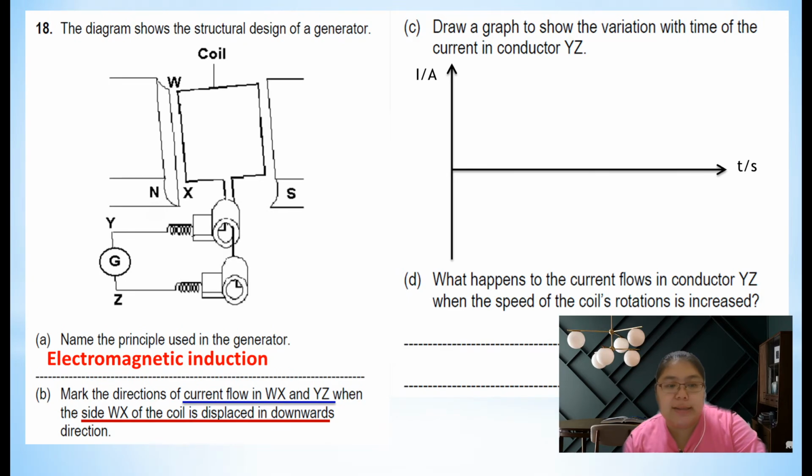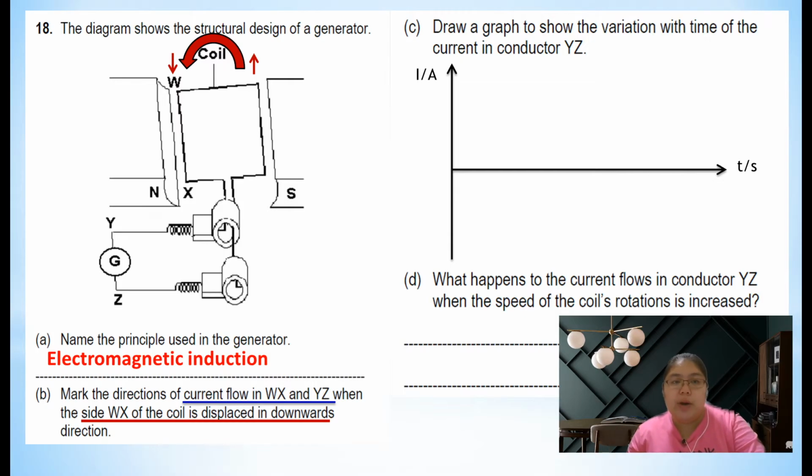When the side WX of the coil is displayed going downwards, okay, the coil going downwards means WX goes downwards, so the other side must be upwards. So this situation is anti-clockwise. So we label the direction first. Okay, WX goes down, the other side is up, so this situation is anti-clockwise. So now we're using our Fleming's right hand rule. Okay, you point north to south.